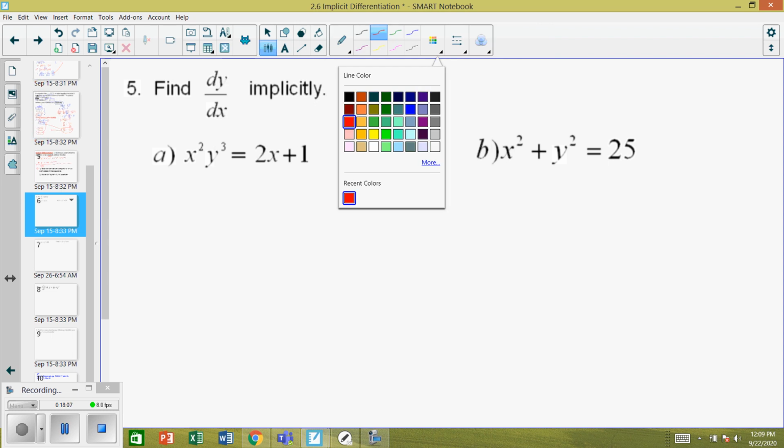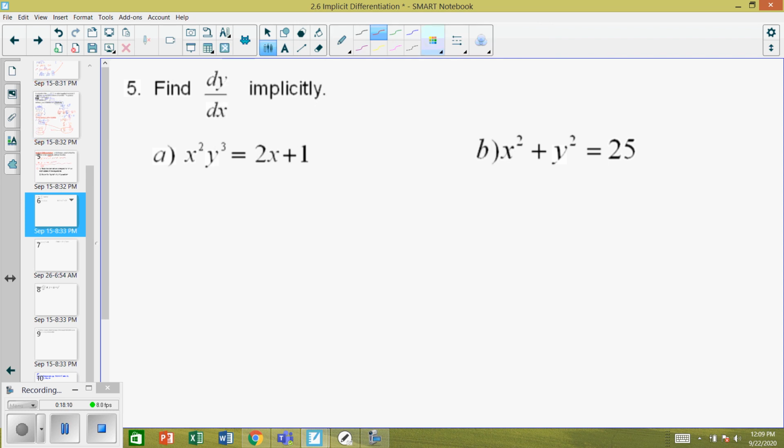Okie doke. So we got find dy over dx implicitly. Now this is a perfect example here. I got x squared y cubed equals 2x plus 1. I guess I could divide by x squared and take the cube root. But again, you're not always going to be able to get y by itself, especially if I have more than one y in the problem. So let's just do this implicitly. Okay, so I got this equation here.